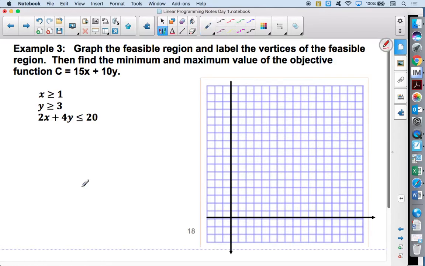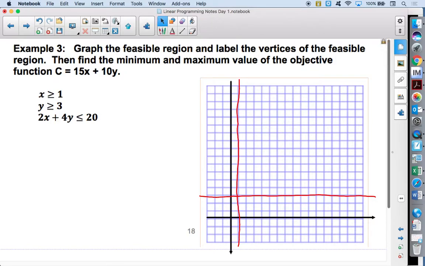So x being greater than or equal to 1 is my vertical line. y being greater than or equal to 3 is the horizontal line. So feel free to shade if you want, but it's going to be in this upper region here. It's not going to be below, so anything above this, and to the right of x equals 1. The other inequality is 2x plus 4y is less than or equal to 20.